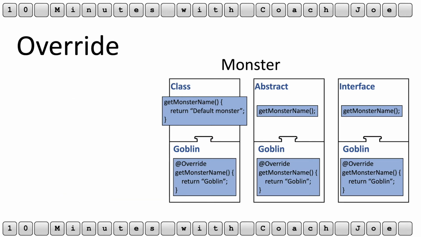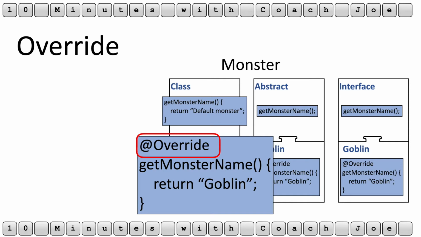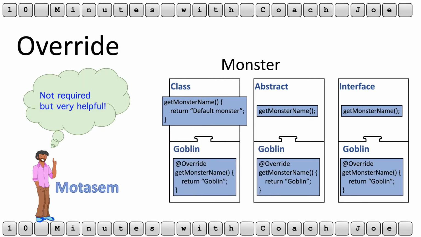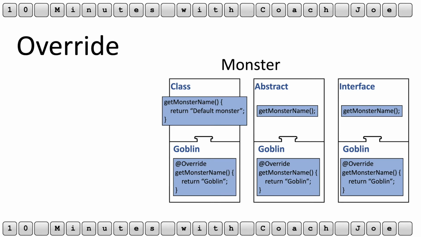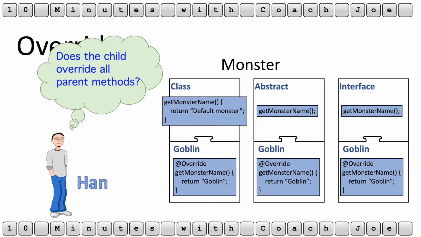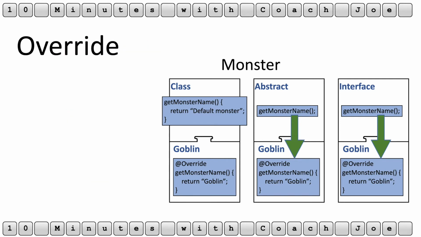When overriding a parent method, place the annotation @override above the method. This annotation is not required but very helpful to other developers as a clue the method is overriding a method from the parent class. The child is required to override all abstract methods in the parent to become a concrete class.